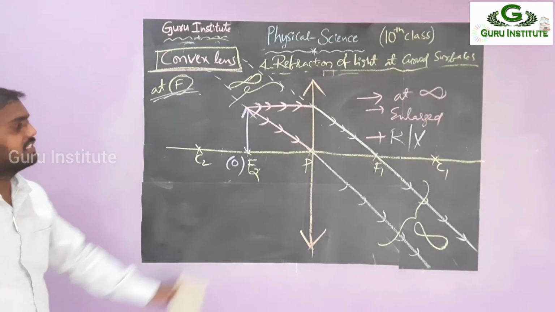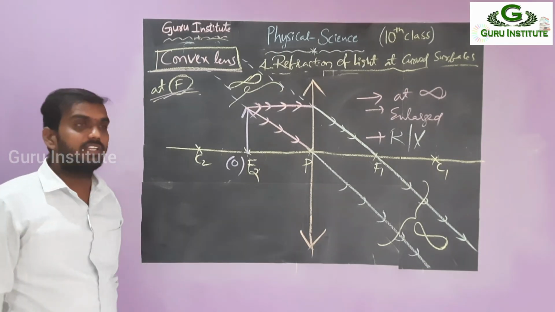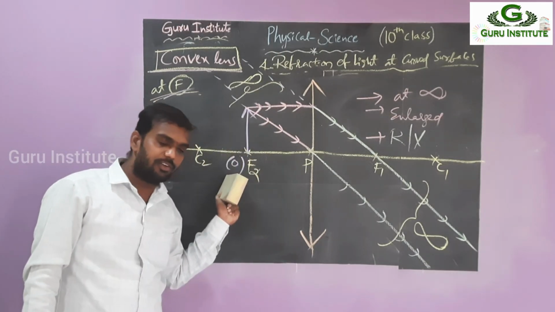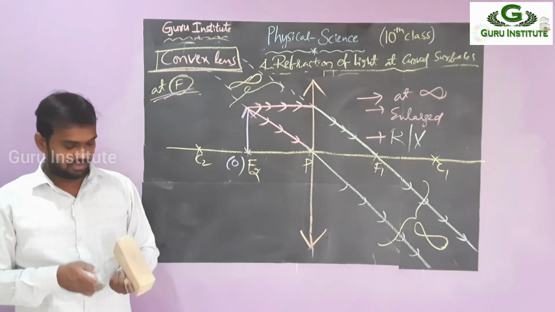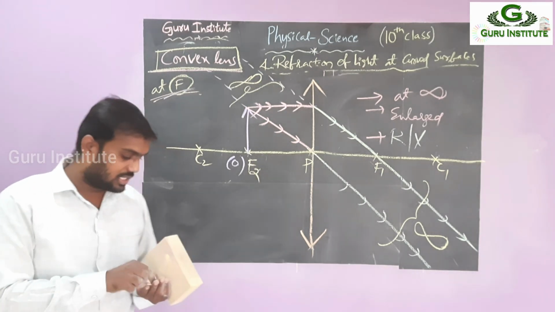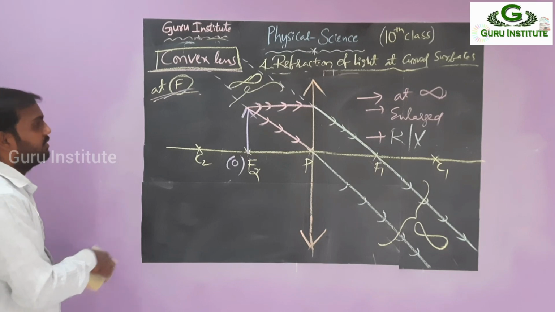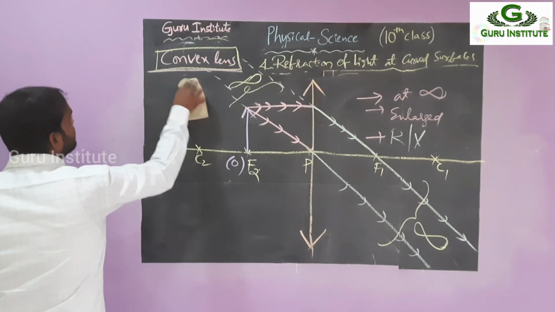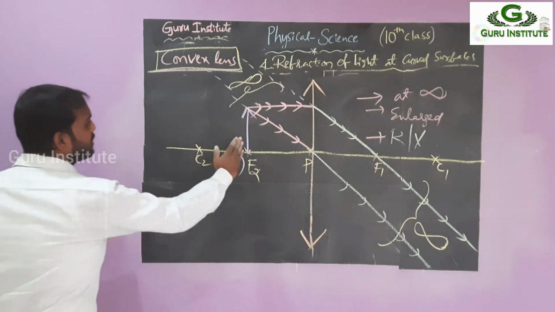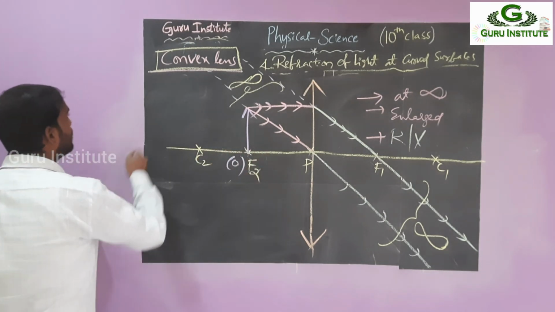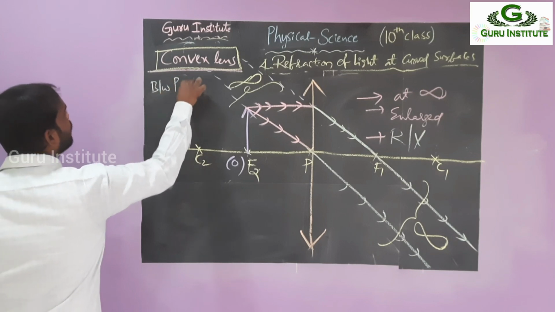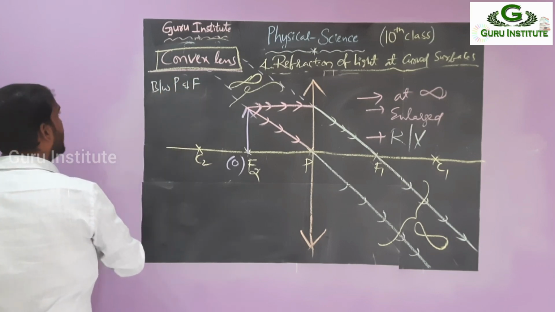See here, this is the vice versa of object at infinity. If object at infinity, image at focus. If object at focus, image at infinity. So then we are going to see the last case. If you are done observing this, I will start. Okay, right? So the last case is an object placed between P and F, between pole and focus.